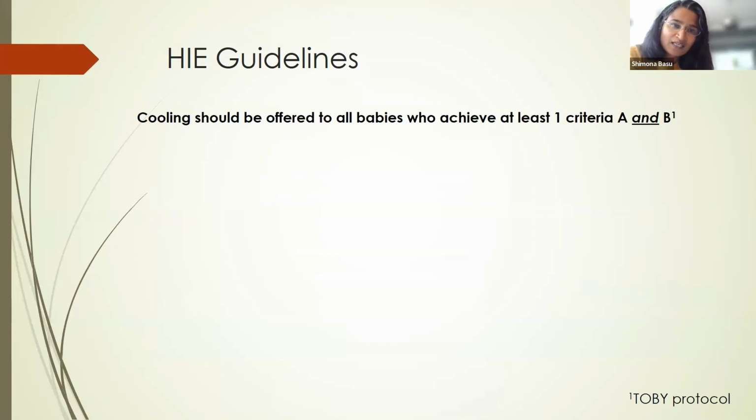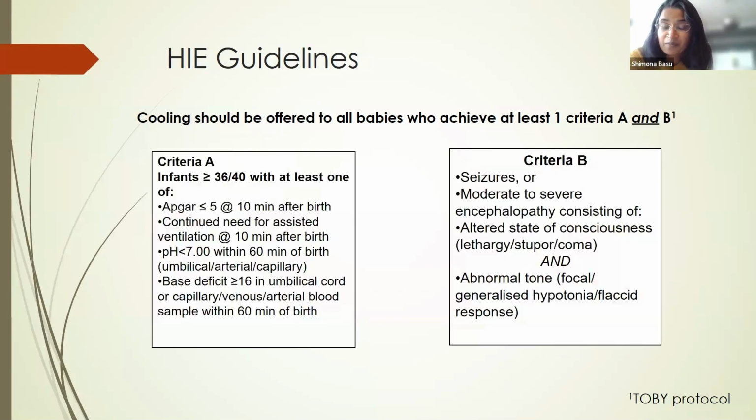So our guidance says that you should offer cooling to all babies who achieve at least one of criteria A and criteria B as well. So criteria A is pretty straightforward. It affects all infants more than 36 weeks gestation. And you just need to have one of either a poor APGAR at 10 minutes of age, or continued need for ventilation at 10 minutes, or within an hour of birth, having a poor gas, whether that be a cord gas or arterial, capillary, venous, with a pH less than 7 or a base deficit more than 16.